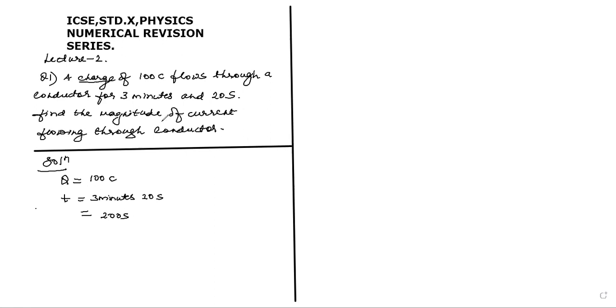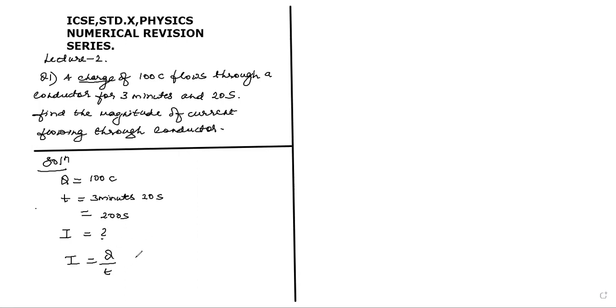Find the magnitude of current flowing through the conductor. They want me to find the current flowing through the conductor, so I is question mark. Children, current is defined as the rate of flow of electric charge. So I is equal to Q upon T, the rate of flow of electric charge.